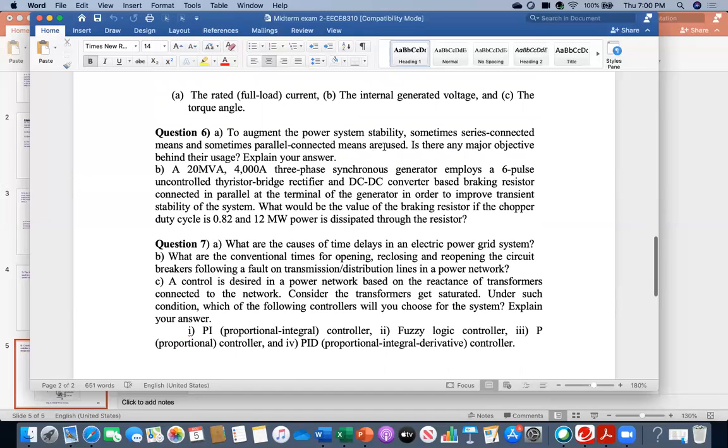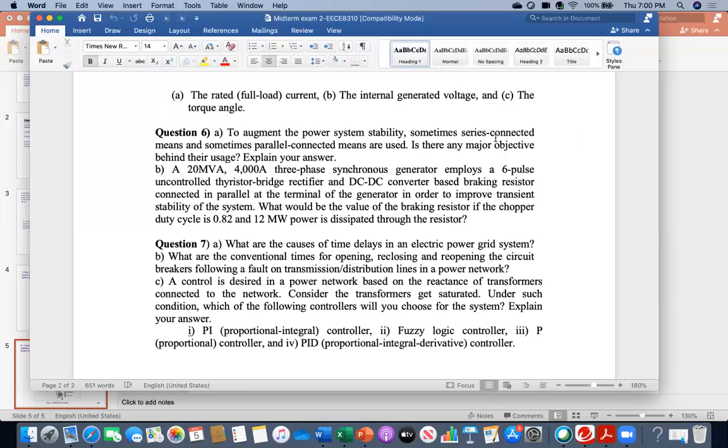To augment the power system stability, sometimes series connected means and sometimes parallel connected means are used. Is there any major objective behind their usage? Series connected devices basically control the current, and parallel connected devices are voltage based. So they operate based on the voltage.